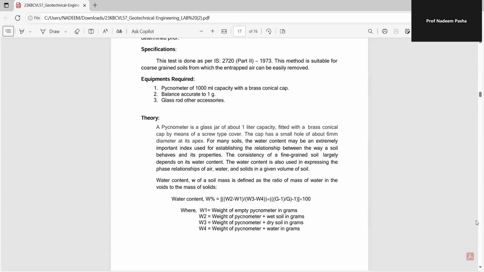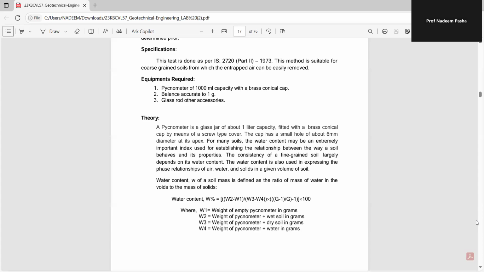For many soils, the water content may be an extremely important index used for establishing the relationship between the way a soil behaves and its properties. The consistency of a fine-grained soil largely depends on its water content. The water content is used in expressing the three-phase system of air, water, and solids in a given volume of soil. Water content w of a soil mass is defined as the ratio of the mass of water in the voids to the mass of solids. So water content percentage is (W2 minus W1) divided by (W3 minus W1), into (G minus 1) divided by G minus 1, into 100.